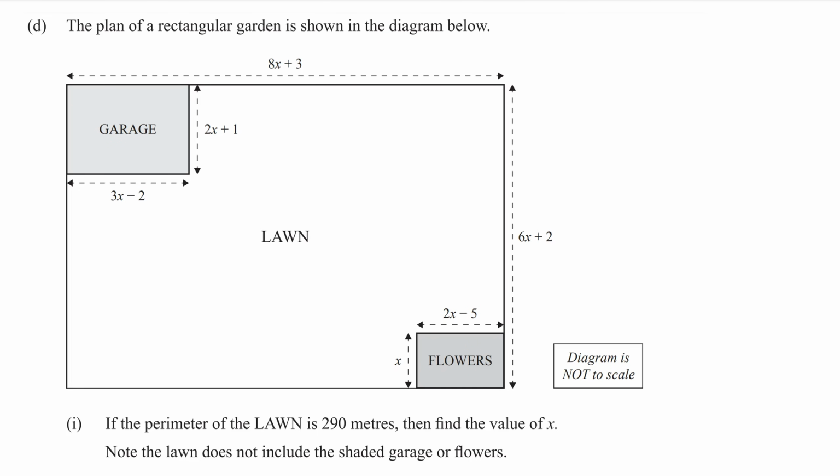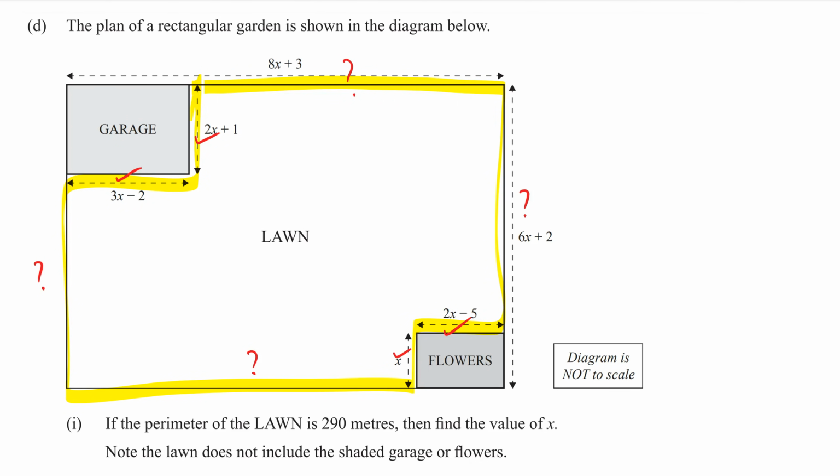Now, first off, we're looking at the perimeter of the lawn, which does not include the garage or the flowers. So that means you're looking at this part right here. Whatever is shaded in yellow is equal to 290 meters, and you've got to find what x is. The problem is, this distance is given to us, this is given to us, we've got to figure out this one, this one, this side, and this side. So as you can see, there are actually 4 sides that you've got to figure out.